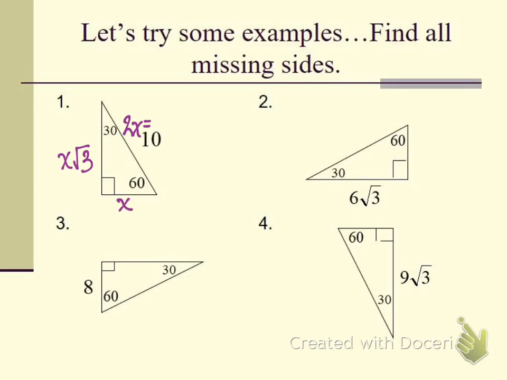So that allows us to set up an equation. 2X equals 10. If 2X equals 10, what is X? 5. So then I can go back down here. X is equal to 5. So that must have a side length of 5. What about the other side? 5 radical 3. So this one would equal 5 radical 3. And then we have all of the sides. So 5 radical 3 and 5 were the two that were missing. That's it.